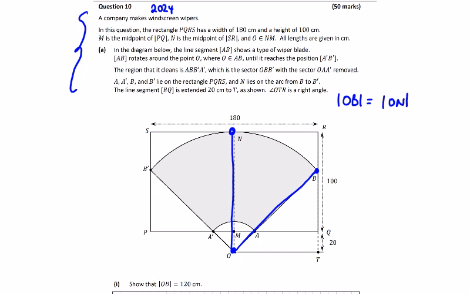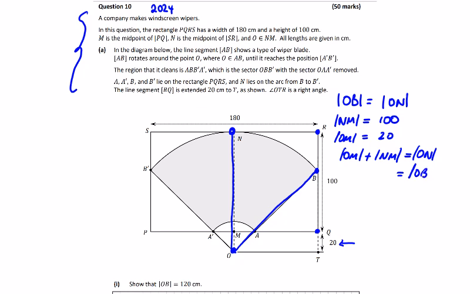We have two values here. We have from here to here, which is NM. NM is equal to 100. OM is the 20 down the bottom here. OM is equal to 20. OM plus NM is equal to ON, which is equal to OB. Therefore, OB is equal to 120. I think that's what they're looking for here. Can't see another way to do it.